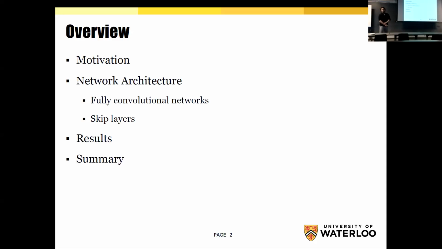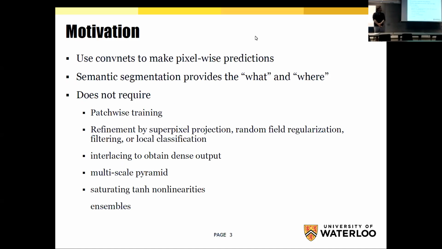Overview, pretty standard motivation, the network architecture. There's two main features in our network: the idea of fully convolutional networks and skip layers. Their motivation is that they want to use convolutional neural networks to make pixel-wise predictions, so every single pixel gets classified as what that pixel is. This provides the what and where information, and it does not need any of these other techniques. I'm not familiar with all of them, but I'm sure some people are, so it's up there.